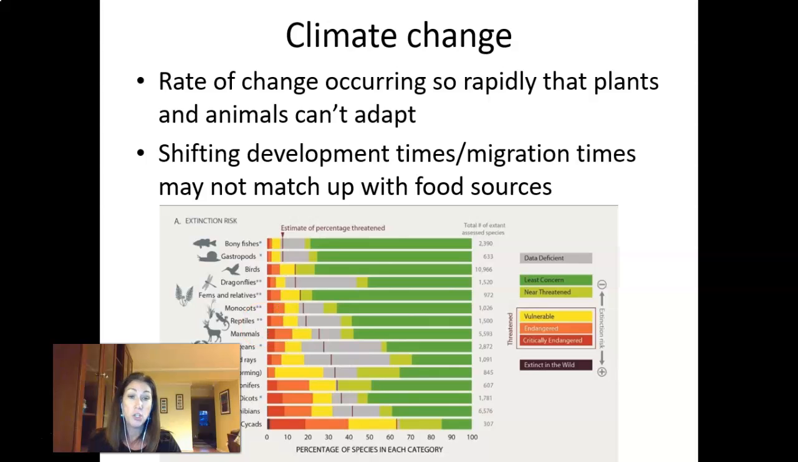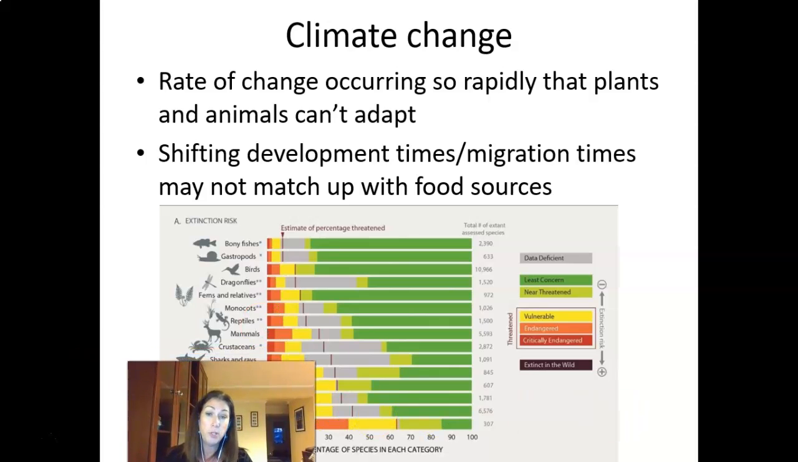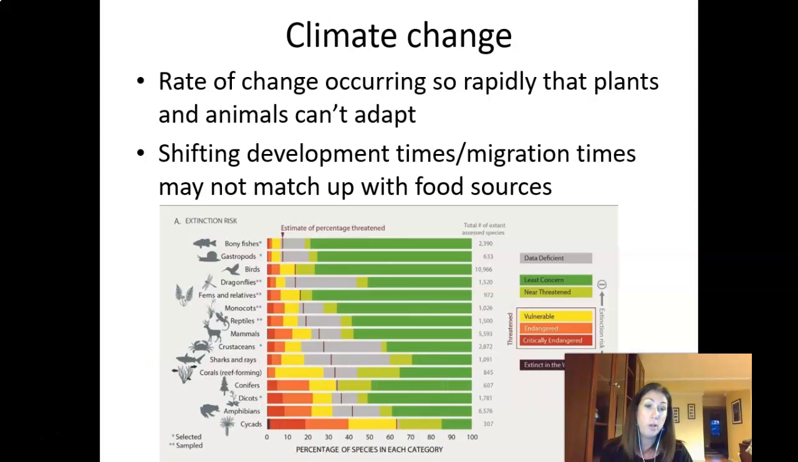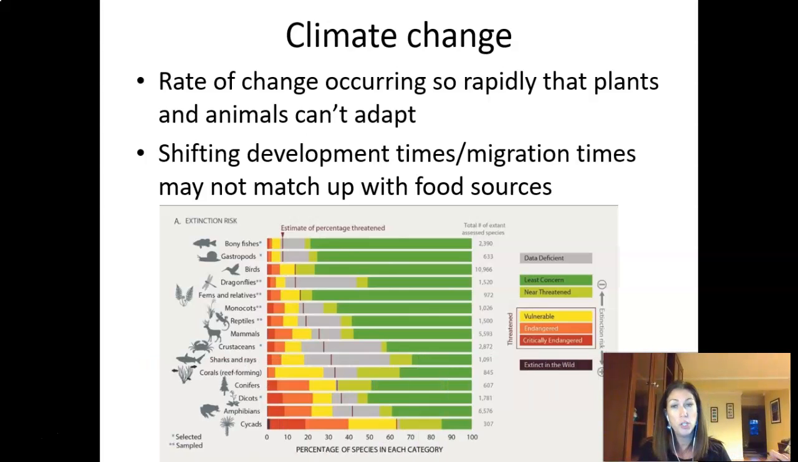And then finally, climate change is a real issue. And that climate change, we know that our temperatures are warming. And one of the key things is that the climate is changing so rapidly that our plants and animals can't adapt at that rate. And so what we're seeing is that there are shifting migration patterns or shifting feeding patterns that don't match up with the food sources. So plants are blooming prior to when the animals that need that plant are hatching, and so they don't have their food sources, or their migration patterns are shifting and changing, and it's not matching up with their food sources. So we're seeing a real decrease in the amount of our biodiversity.